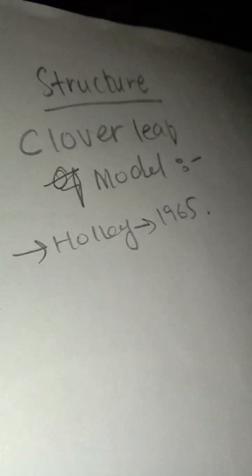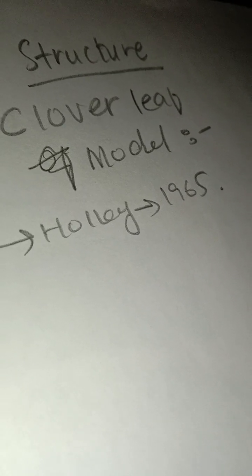Okay, so let's discuss the structure of tRNA, or we can say the clover leaf model. As I told you in my previous video, this model was proposed by Holley in 1965. He also told us that each tRNA has a molecular weight of 25,000 AMU and consists of 70 to 90 nucleotides. It is the smallest size RNA.